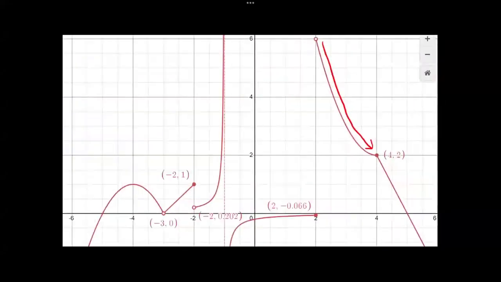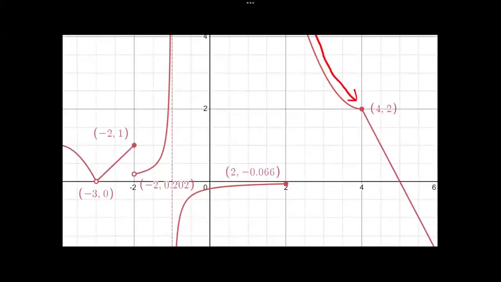I wonder if I can zoom. Oh, you can. Wow, look at that.